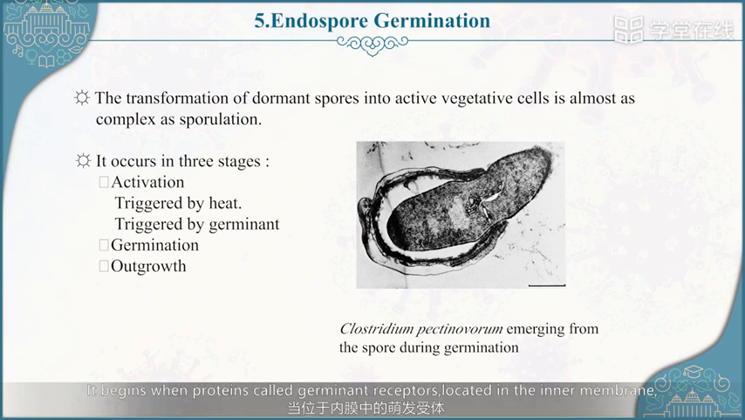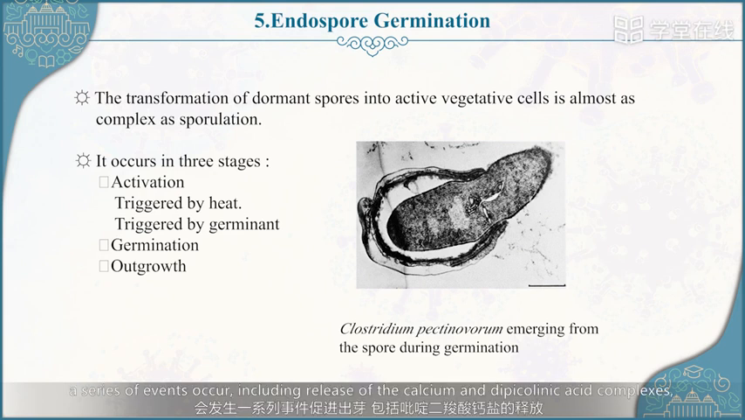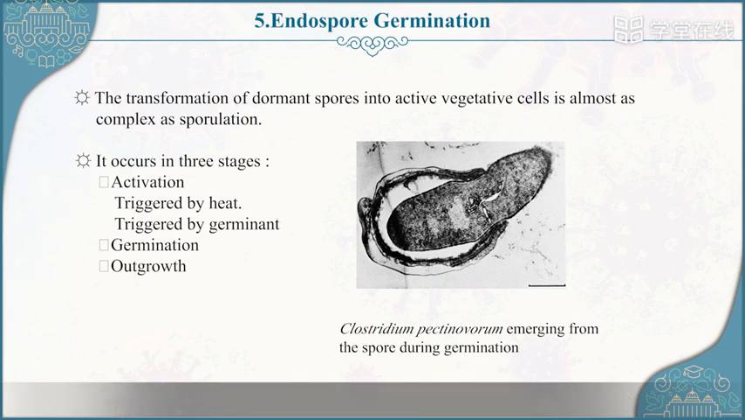It begins when proteins called germinant receptors, located in the inner membrane, detect small molecules, such as sugars and amino acids. Upon detection of these molecules, a series of events occur, including release of the calcium and the dipicolinic acid complex, breakdown of the peptidoglycan in the cortex, and water uptake.